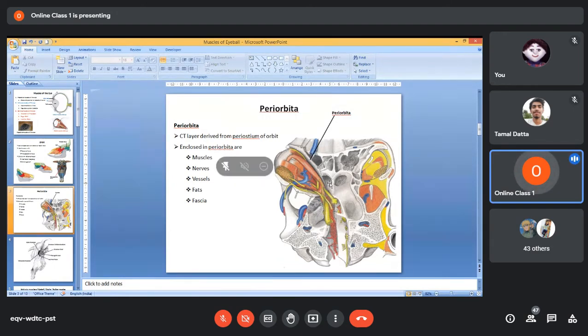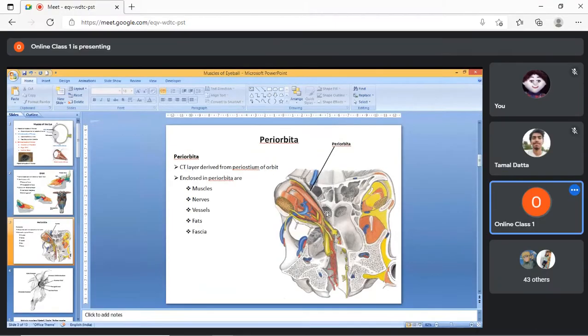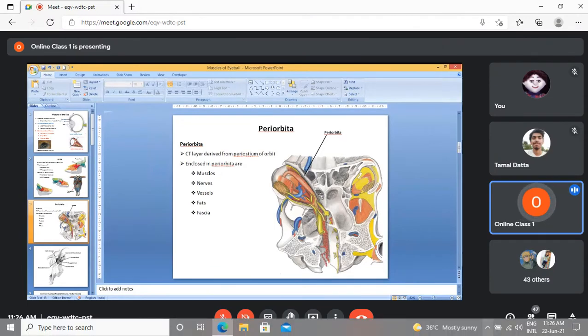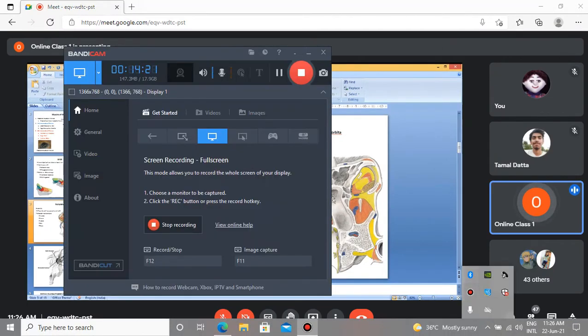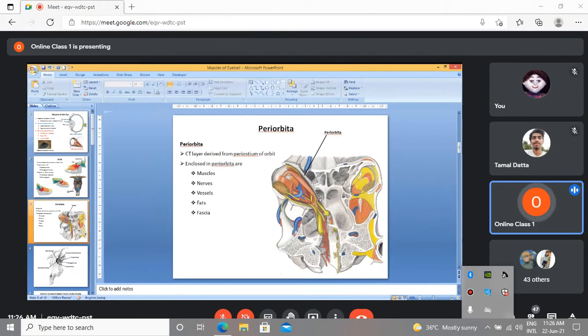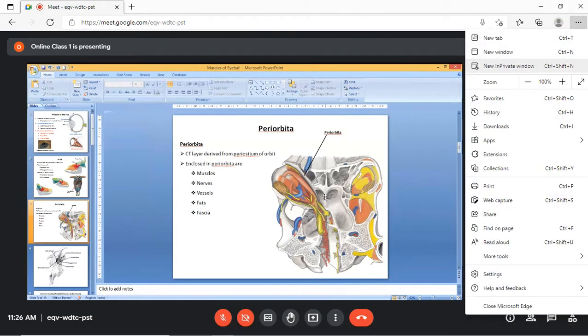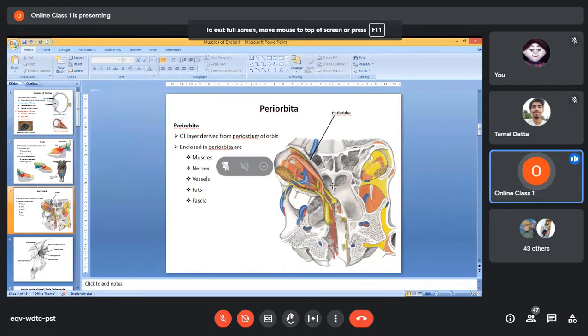In front of that, you see these two depressions. These are the ethmoidal fossa. You can see this sieve-like bone here. So this is the cribriform plate of the ethmoid, and this will be the crista galli. These are the ethmoidal fossa.